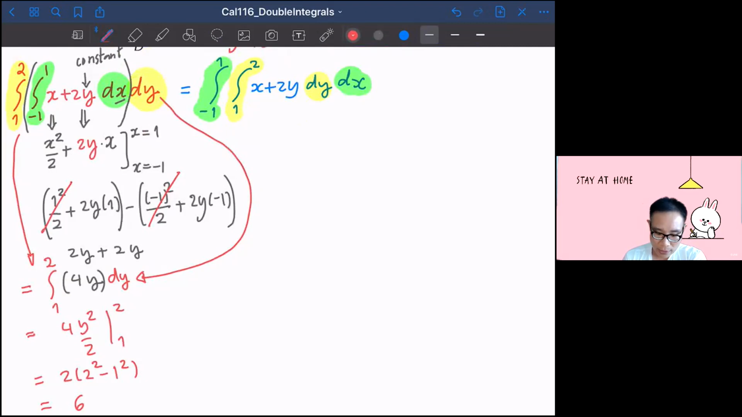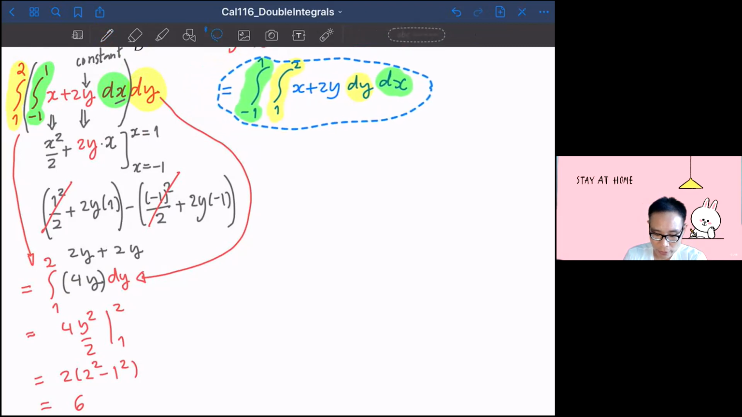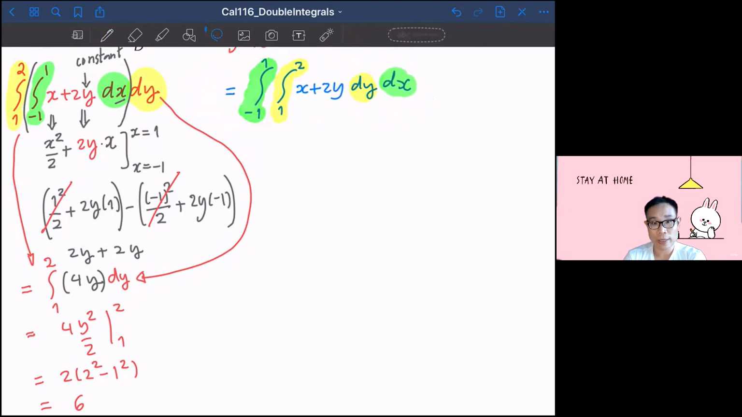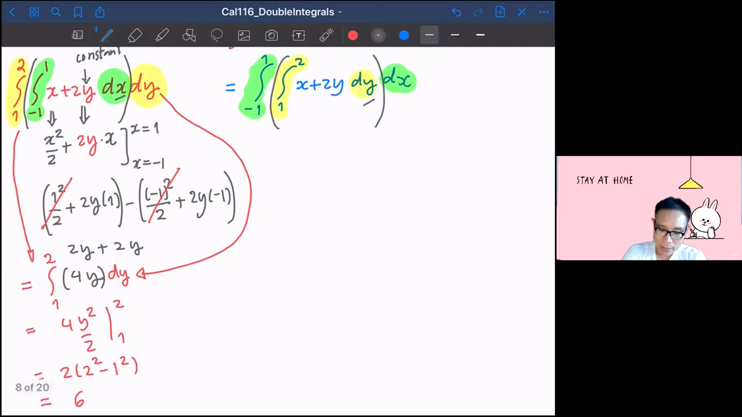The second one, let me move this one a little bit. For this one, if I ask you to compute the value, it will be the same thing. You're going to compute the inside first. So let me begin by computing the inside. You're going to integrate from 1 to 2 of x plus 2y dy first. Now you are integrating with respect to y, so you end up with constant x.